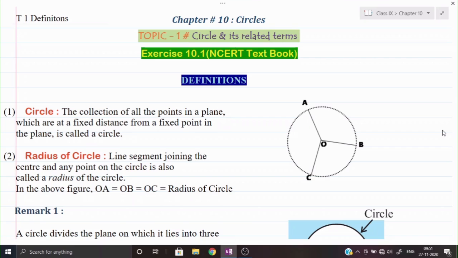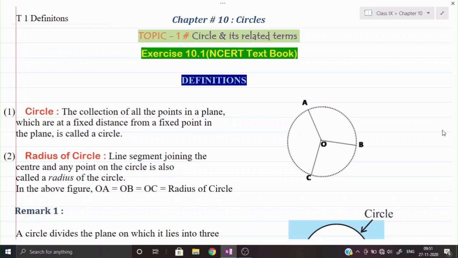So if I calculate the length O to A, and in the same way change the point from A to B and calculate the length from O to B, and similarly O to C, this is called the fixed distance, and it will always come out the same. If this distance is the same for all such points like A, B and C, and there may be infinite other points, then when we join all such points, it forms a curve that is called the circle.